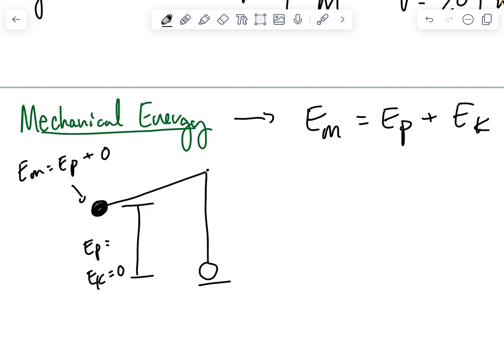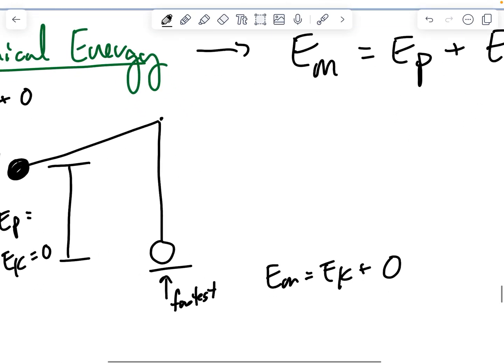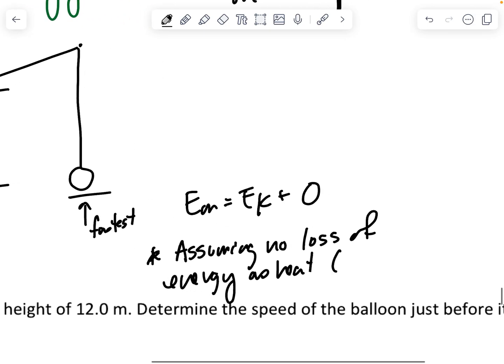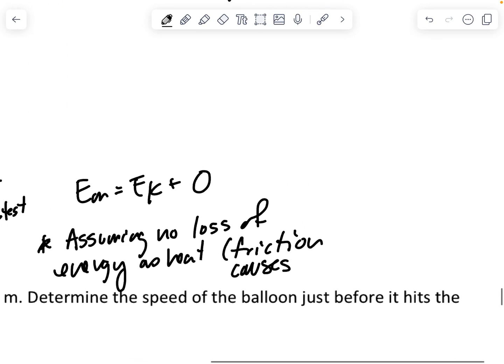But down at the bottom, where the pendulum is moving the very fastest, so this is the fastest it's traveling, the mechanical energy is still the kinetic energy plus the potential energy. But in this case, because the potential energy is zero at the bottom, the kinetic energy is the only kind of energy contributing to the mechanical energy. And so as long as we're not losing any energy as heat, so this is assuming no loss of energy as heat. So that would be a product of friction. So friction causes a loss of energy as heat.